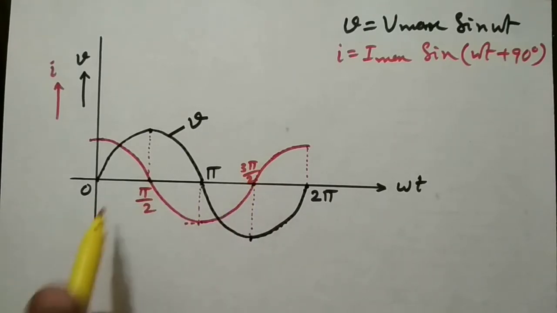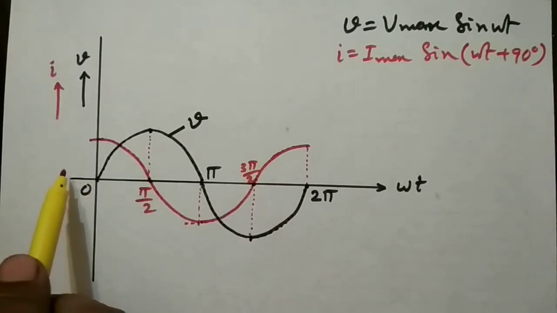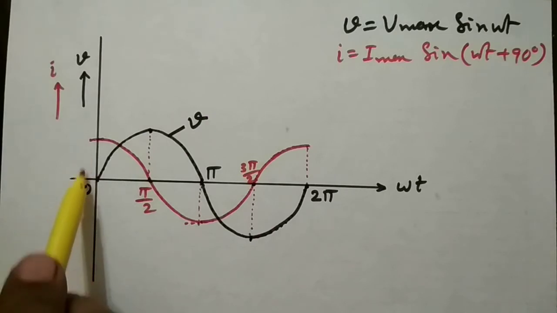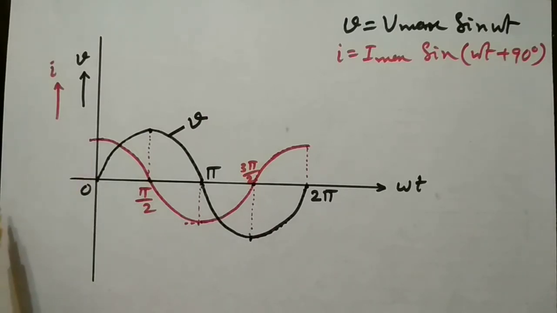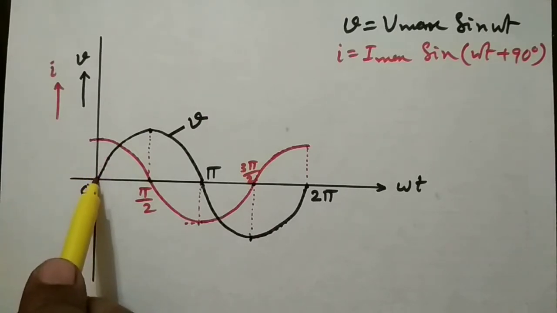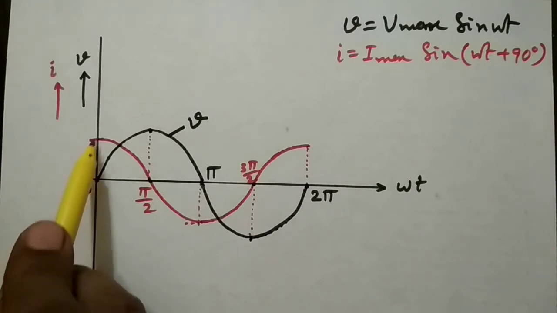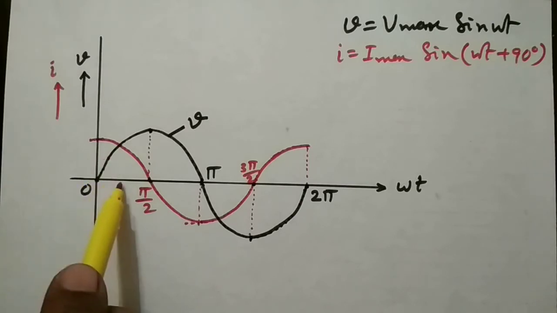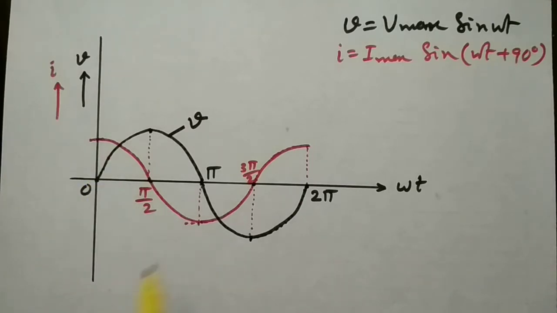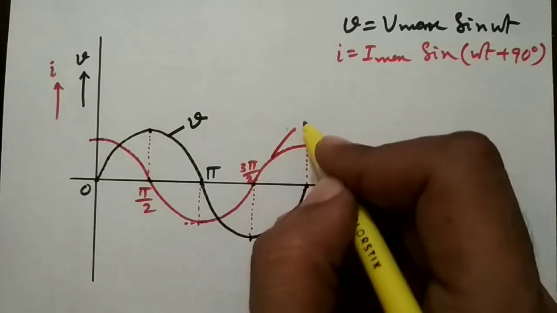So from the waveforms, we can see that here the current is leading the voltage by 90 degree. When the voltage is 0, at that time the current is maximum. So the current is leading the voltage by 90 degree. So this is the expression of the current.